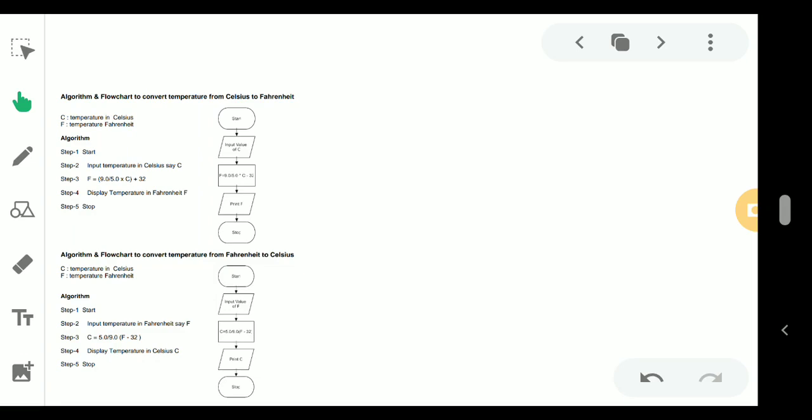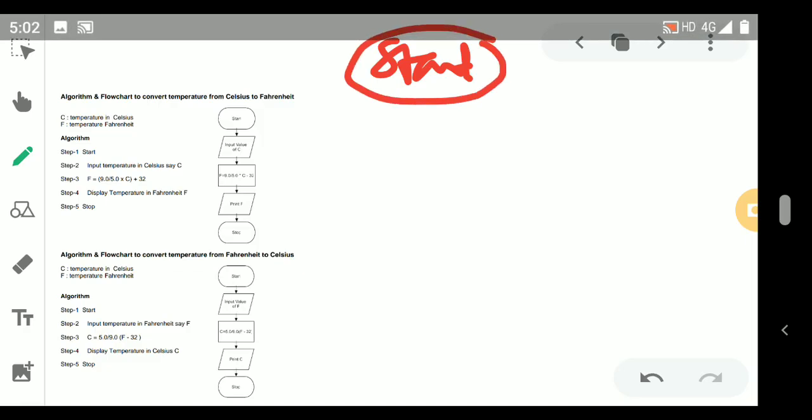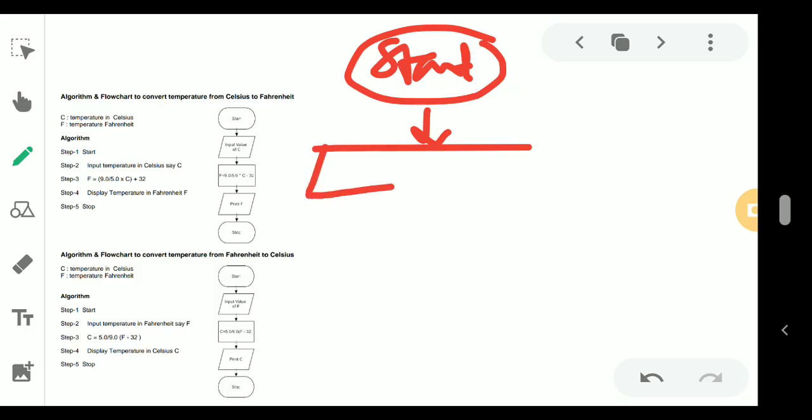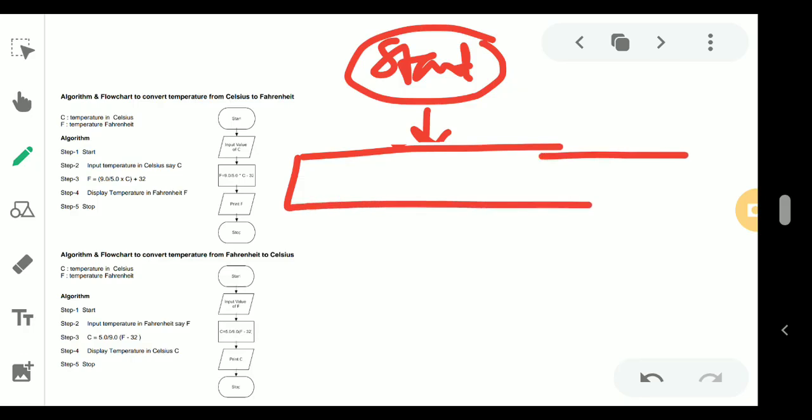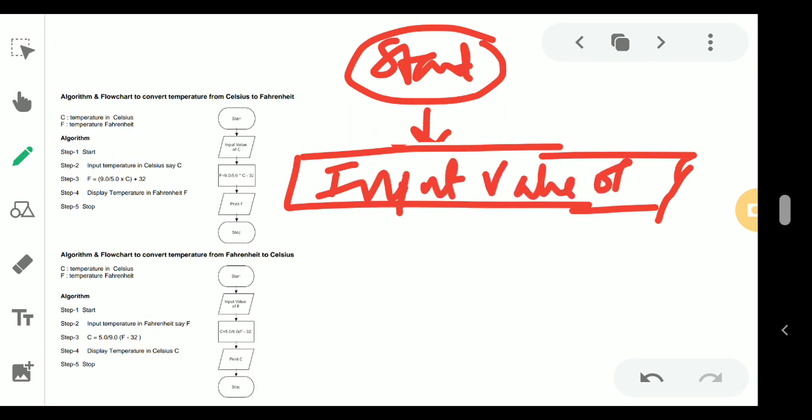Okay. So let's start how we can do this. So start I have done, then we have to take a value of C. Input word is required, I have missed it out. Input the value of C. Okay, input value of C done.